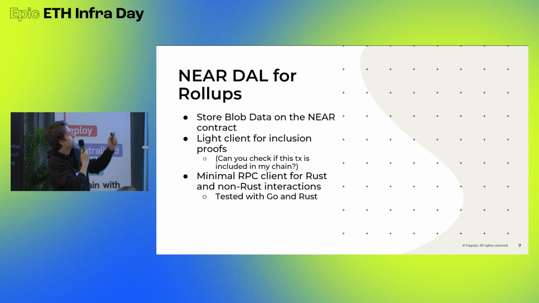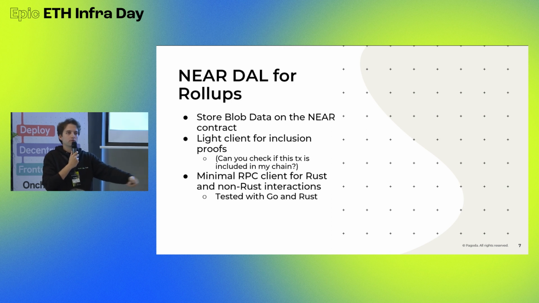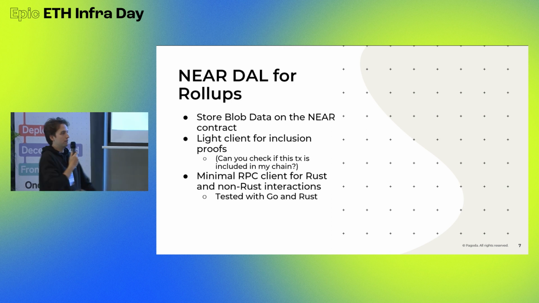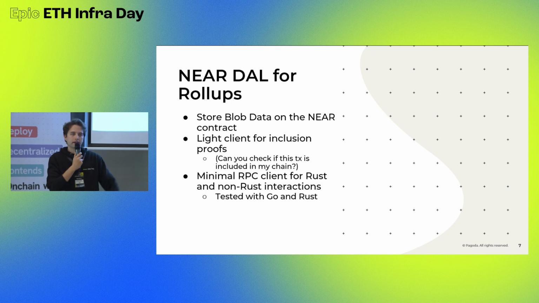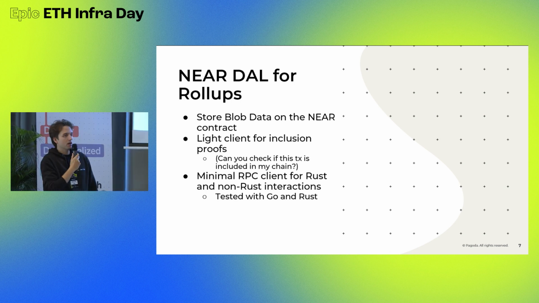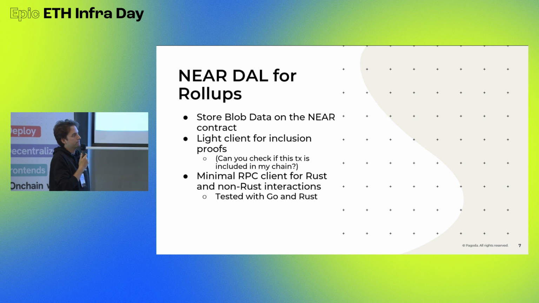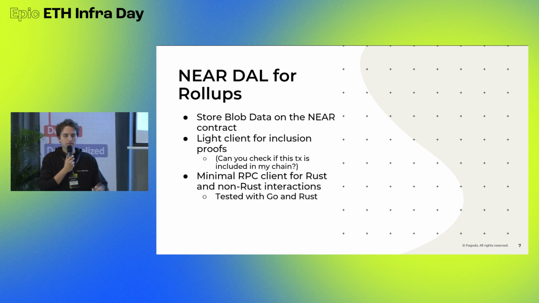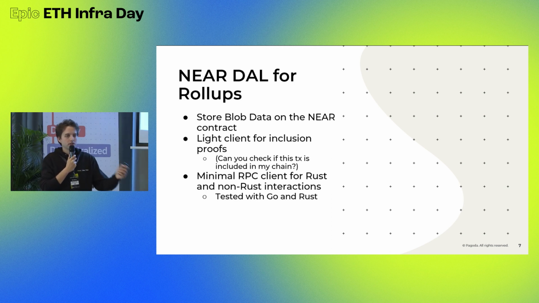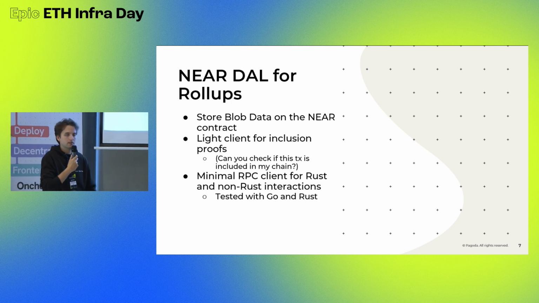We created a light client for inclusion proofs where you can just go and ask, hey, can you check please if this blob contains this data, or if my blob is actually included in the chain. And we created a minimal RPC client for Rust and non-Rust interactions. So we have it already with Go and Rust. And it's very lean. You can just use it as an HTTP server if you want, or you can just put it into your L2 node to interact with the NEAR blockchain.